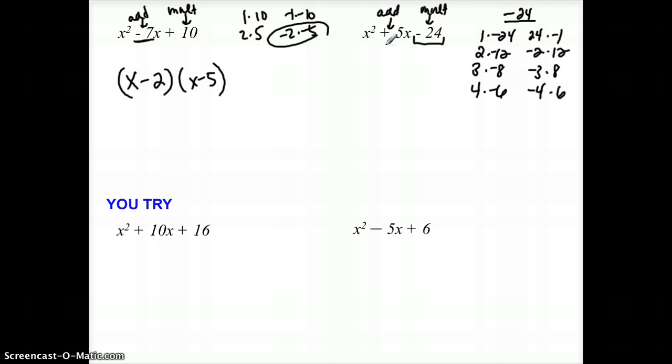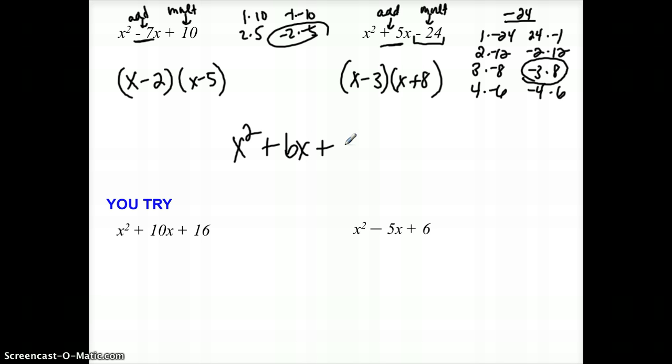So now what adds to give us a 5? That would be negative 3 plus 8. Okay, so when we do that one, x minus 3, x plus 8. And that is how you factor. Again, when you have x squared plus bx plus c, we want two numbers that multiply to get c and add to give us b. And that's how you do it.